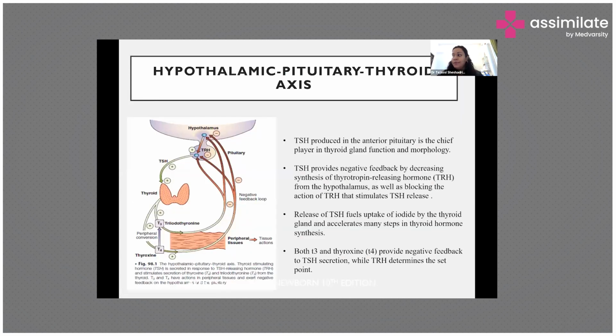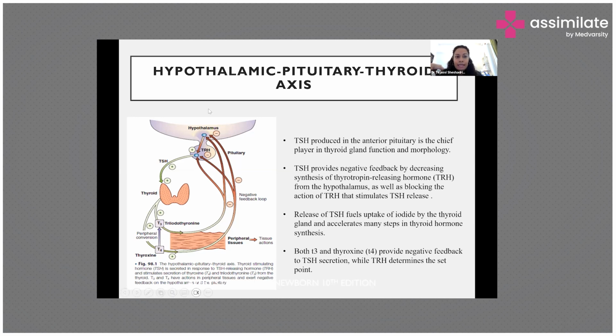Coming to a bit about the hypothalamic-pituitary-thyroid axis. This axis is very important. As we all know, TSH is produced by the anterior pituitary. How is it produced by the anterior pituitary? It is produced by the stimulation from thyrotropin releasing hormone from the hypothalamus. The hypothalamus produces TRH, which then stimulates release of TSH from the pituitary. This TSH is the chief player in thyroid gland function as well as morphology.